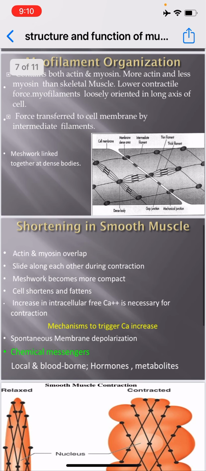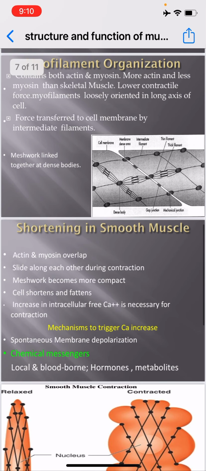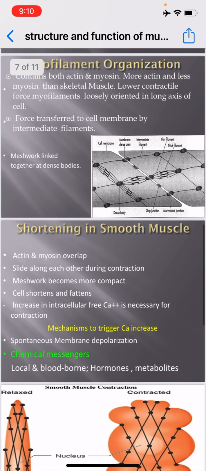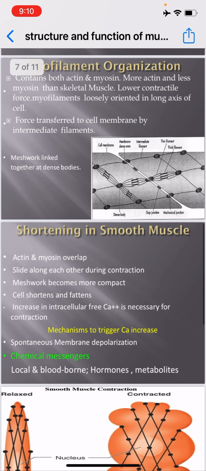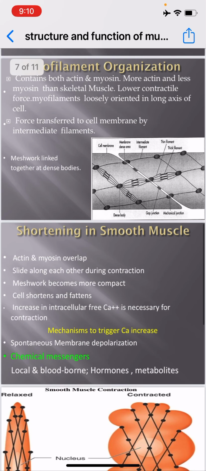Myofilament organization. It contains both actin and myosin, more actin and less myosin than skeletal muscle, and has lower contractile force. Myofilaments are loosely oriented in the long axis of the cell. Force is transferred to the cell membrane by a mesh of intermediate filaments linked together at dense bodies.